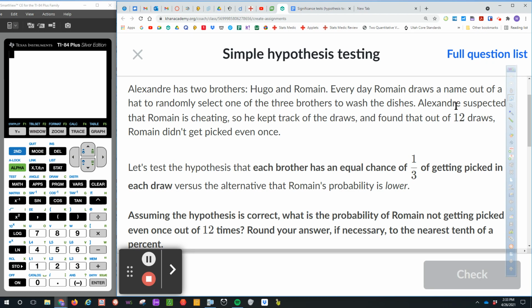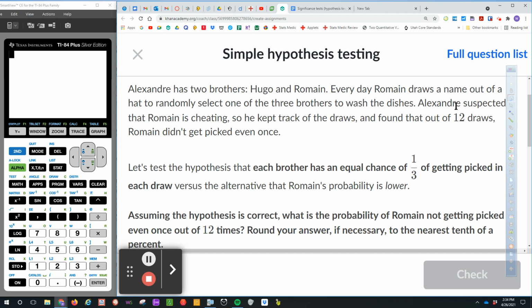Alexandre has two brothers, Hugo and Romain. Every day, Romain draws a name out of a hat to randomly select one of the three brothers to wash the dishes. Alexandre suspected that Romain is cheating, so he kept track of the draws and found out that out of the last 12 draws, Romain didn't get picked even once.